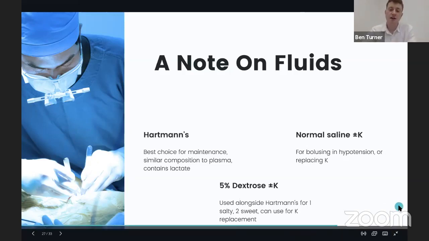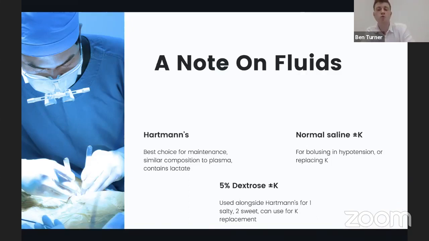5% dextrose is another useful one. So the classic mantra was 1 salty, 2 sweet, okay? So 1 bag of Hartmann's with 2 bags of 5% dextrose over a sort of 24 to 36 hour period. And that covers the patient for their maintenance fluids.